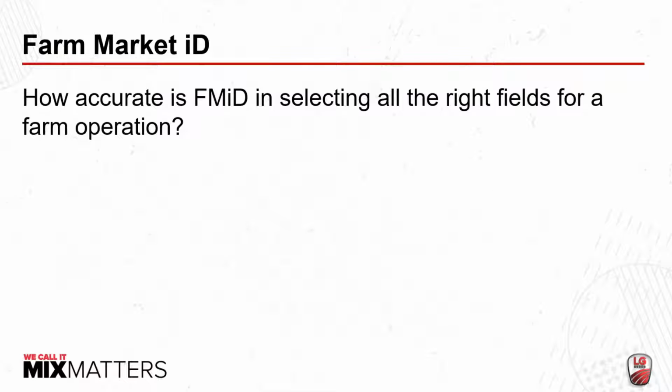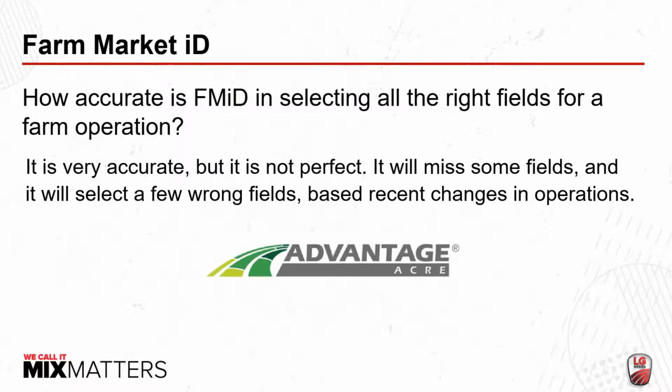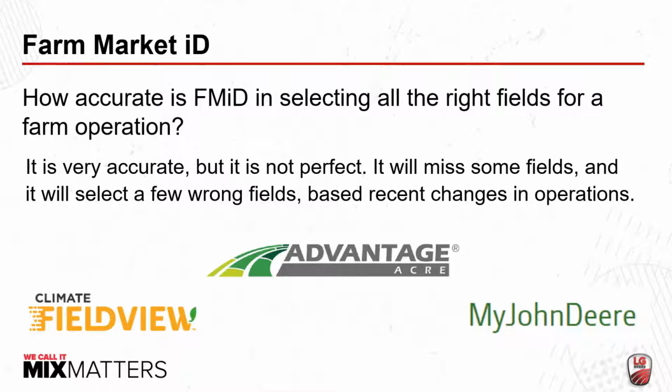You might ask, how accurate is Farm Market ID in selecting all the right fields for a farm operation? Well, it's very accurate, but like all tools, it's not perfect. It'll miss some fields, and it will select a few wrong fields, primarily based upon recent changes in the operations that either have not been reported to Farm Market ID yet, or have not been built into the data that's being provided to the Mix Matters tool. But if we take a look at how we bring in fields from Advantage Acre, from Climate FieldView, or MyJohnDeere, that's all done manually and from memory. And I would argue that Farm Market ID is faster and probably more accurate than what we normally create when we do our fields ourselves from scratch in these other platforms.